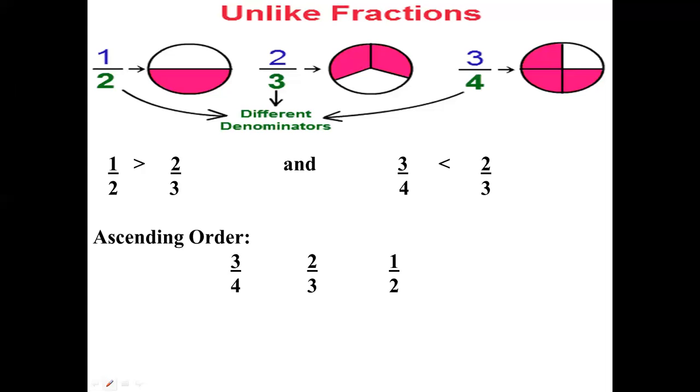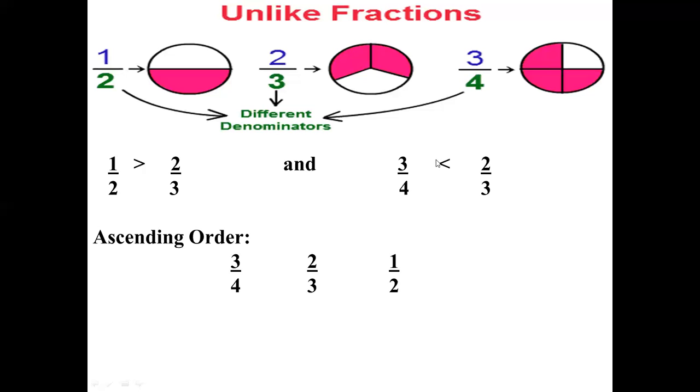you can see that 1 upon 2 is greater than 2 upon 3. Why? Because in 1 upon 2, you are getting the biggest share, and when the denominator, that means total parts, started increasing, your share gets smaller. So obviously 1 upon 2 is bigger than 2 upon 3.